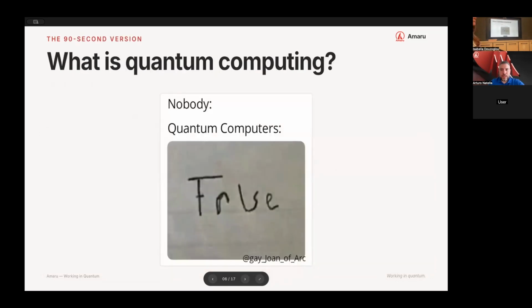Now, what is quantum computing? We talked a little bit about this, but just to give a little primer. With classical computers, we have ones and zeros, binary. It's like a light switch. With quantum computing, we have what are called qubits.